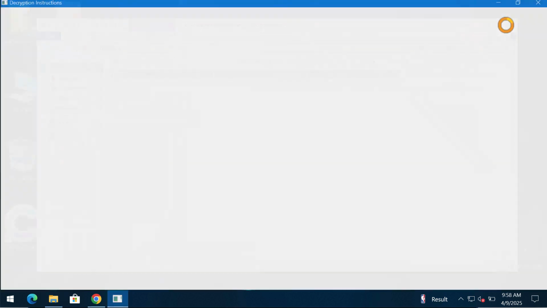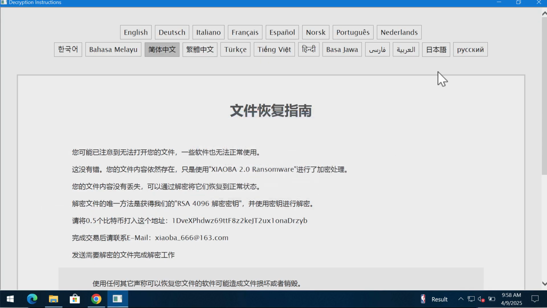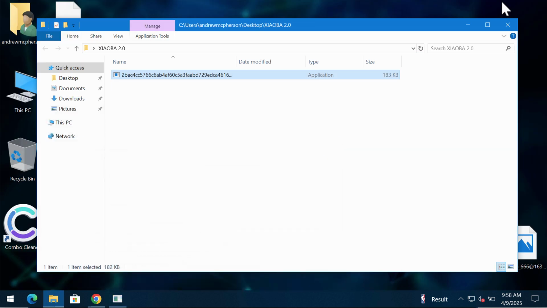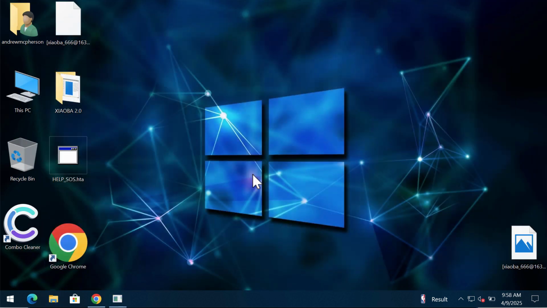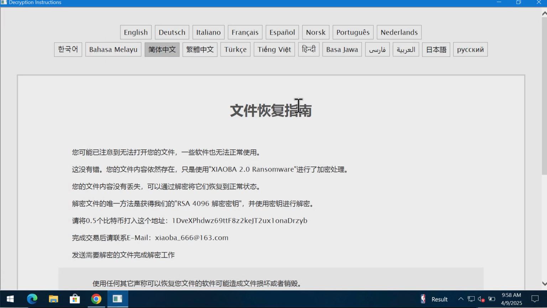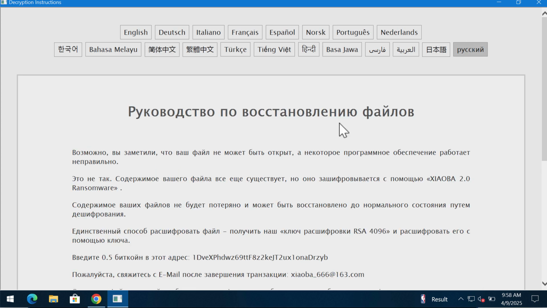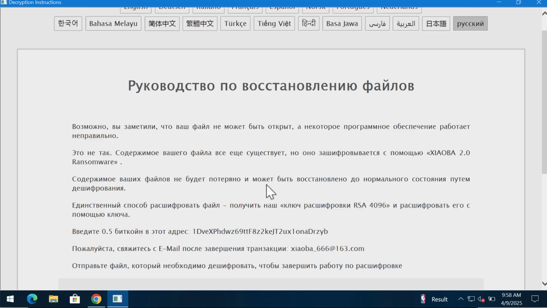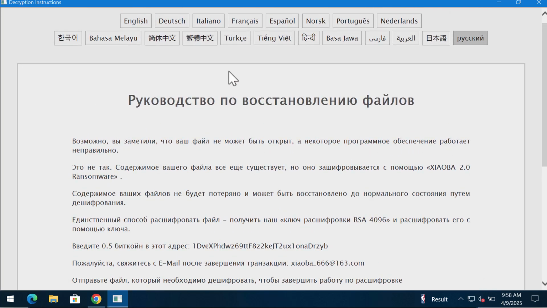As you see, before the ransomware's attack, we are able to open the files without troubles. But unfortunately, because of some leaks and vulnerabilities, this Xiaoba ransomware may be very easily injected into the system. It says something in Chinese, but in reality there are some other versions of the ransom note. This one is in Russian, for instance, and this one is in English.